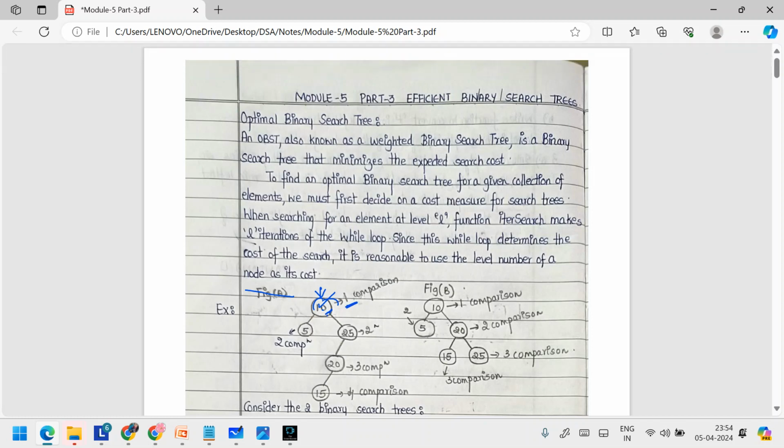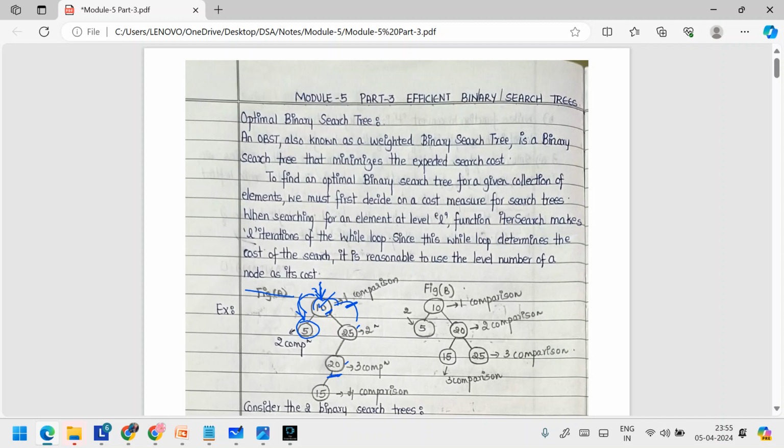But if I want to find the value 5, first I have to go to the root 10, so one comparison. From there I come to 5. So two comparisons are needed. Likewise, if I want to find 20, first I start at root 10, so one comparison. Then I go to 25, that is the second comparison. Then I reach 20. So three comparisons are needed, correct?